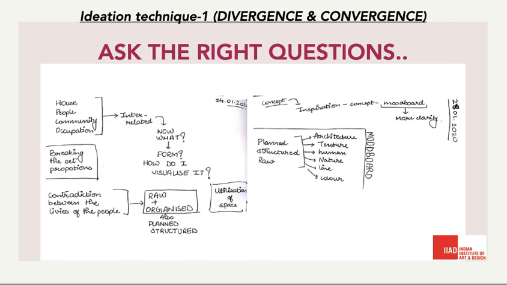A very important aspect of ideation is to ask the right questions. So you can do this individually by dumping all your ideas or questions or thoughts on one page and then diverging and converging from there. We shall talk about divergence and convergence going further.